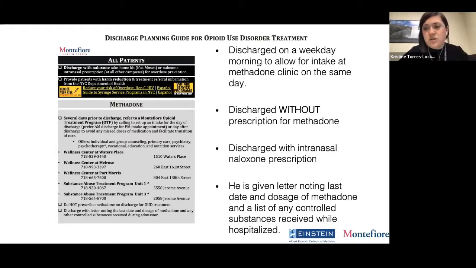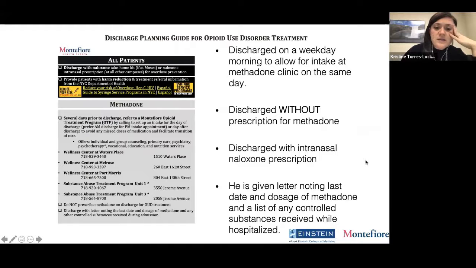So you can't really discharge someone on Saturday and then have them go without on Sunday and then do the intake on Monday. That would not be a good idea. And then make sure you certainly don't prescribe it. Make sure they definitely leave with a naloxone take-home kit, whether you prescribe it or do the take-home kit from the hospital. And then it's often very helpful for us to know when their last date and dose of methadone was and if they received any other controlled substances. But if it's a Montefiore OTP, we can see all the records, so that's not necessary.